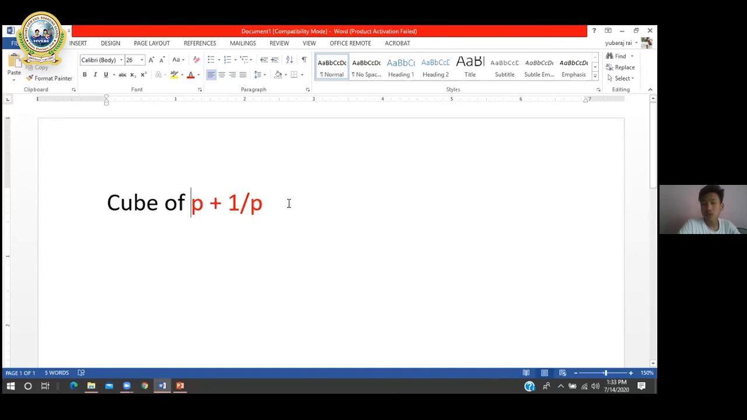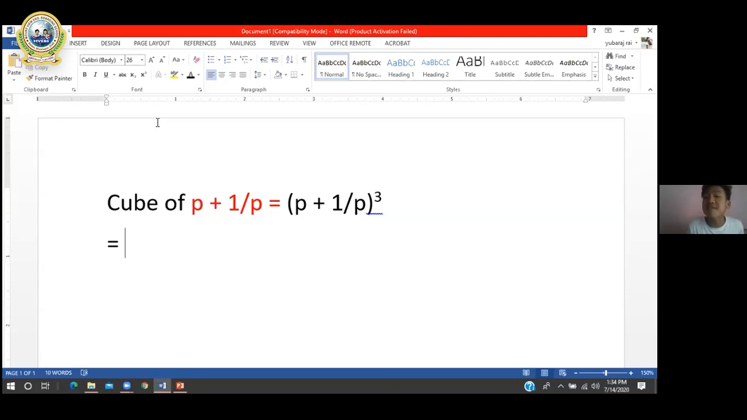So the cube for p plus 1 by p would be p plus 1 by p whole cube. Now all we have to do is remember the formula. Avushanji, can you please tell me the formula for a plus b whole cube? A cube plus 3a square b plus 3ab square plus b cube. Very good. That is the formula for a plus b whole cube.